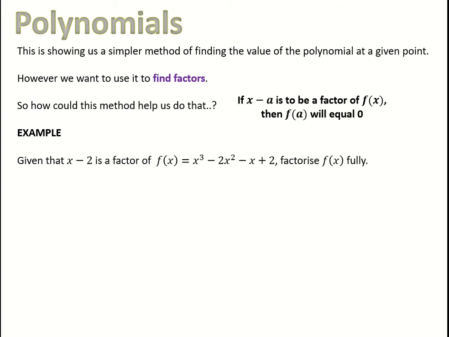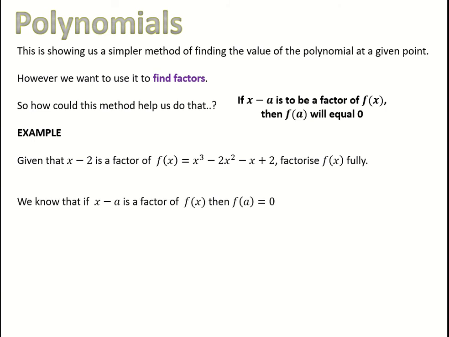So here's an example for you. This is the first example, and this is what you're going to be doing a lot of from now on. So be careful with the wording of this question. Given that x minus 2 is a factor, so it's telling you in the question that it is a factor, of f of x equal to x cubed minus 2x squared minus x plus 2, what we want to do is factorize f of x fully. So this bit we haven't looked at yet. We're going to contend with this in a second, okay? But we want to focus first of all on the fact that we know that x minus 2 is a factor, and we're going to use it to help us factorize it fully.